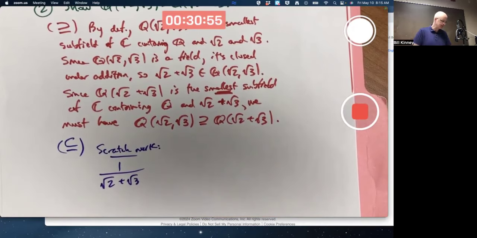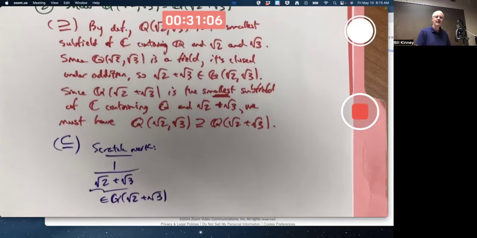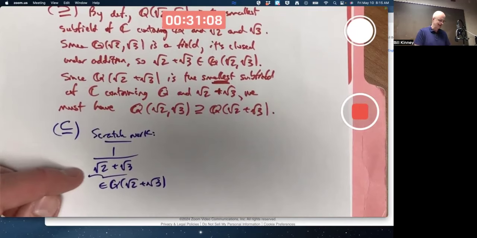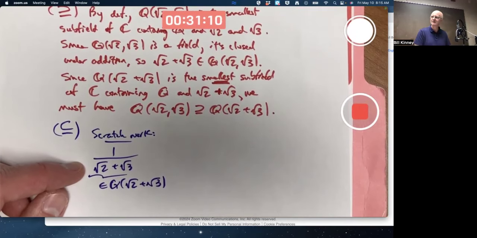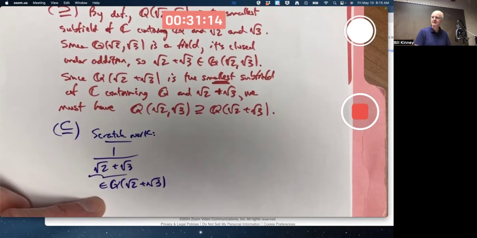What would happen if I simplify that thing? Can I simplify this thing? Well, first of all, before I simplify it, I should note that this is an element of Q adjoining square root of 2 plus square root of 3. Why? Because it's got to be, because it's closed under taking inverses. 1 over this element has got to be in here because it's a field. It's the multiplicative inverse.